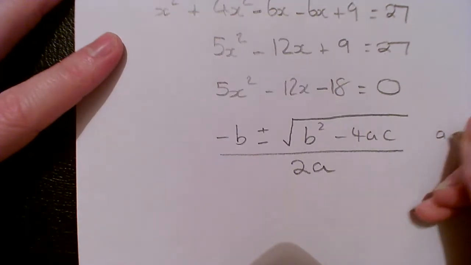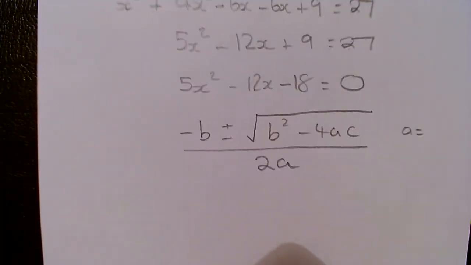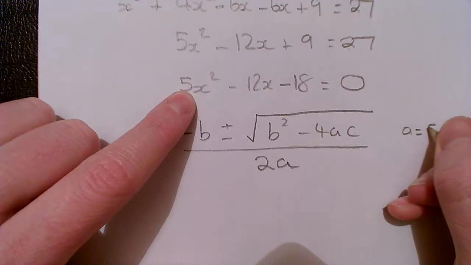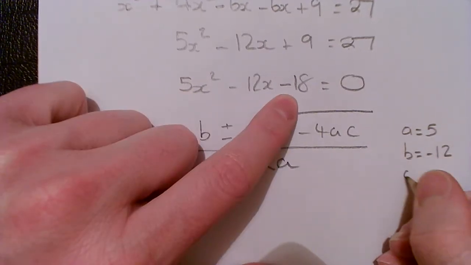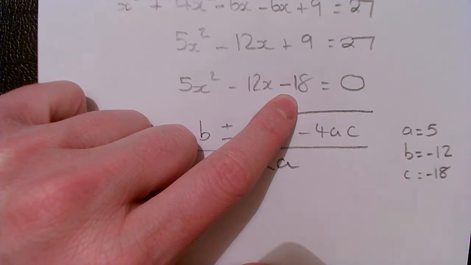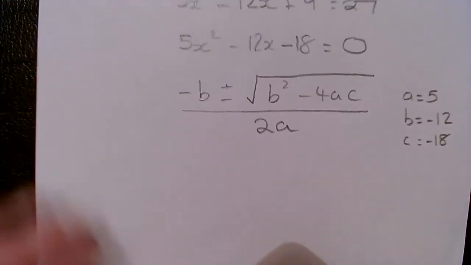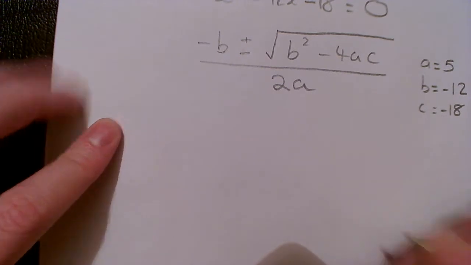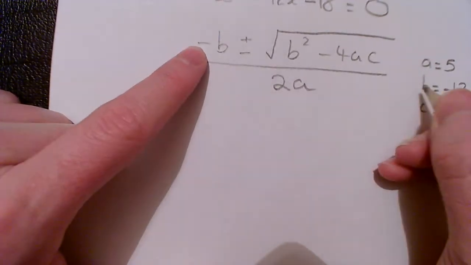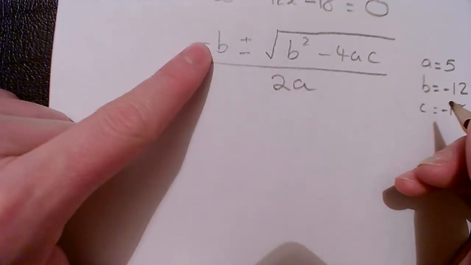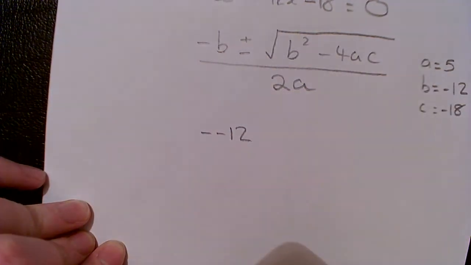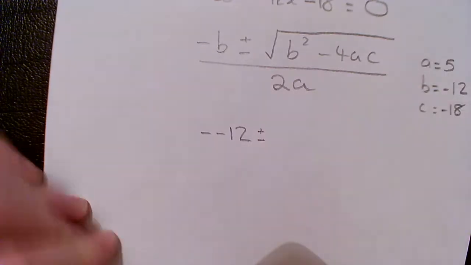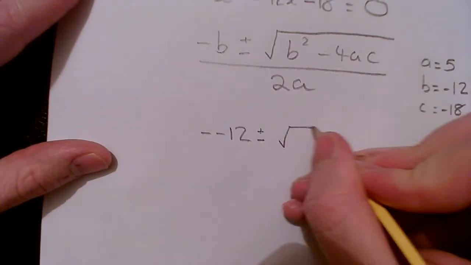Okay, you know that a is the coefficient of x squared, so that would be 5. b is negative 12, and c is negative 18. Be careful you get the negatives in. And now be careful when you put them into the quadratic formula. So it would be negative, so minus negative 12, plus or minus. I'm going to tidy this up at the end. I'm just going to put them in for now.